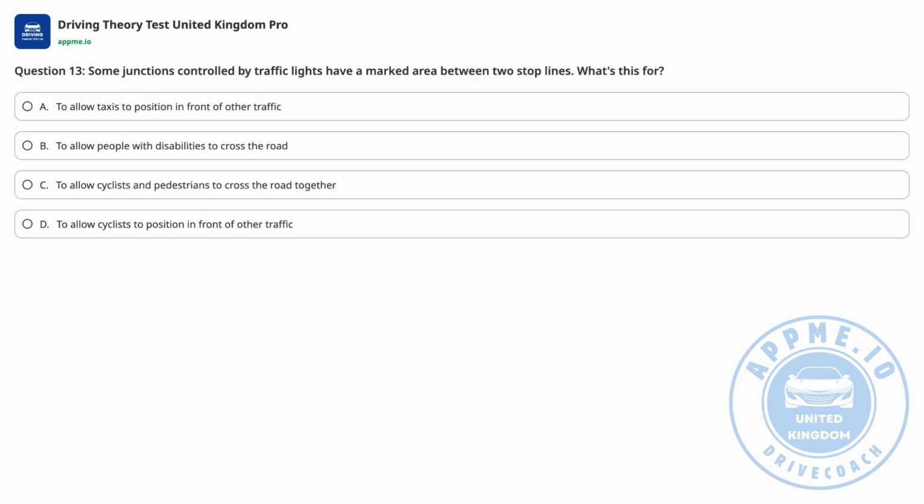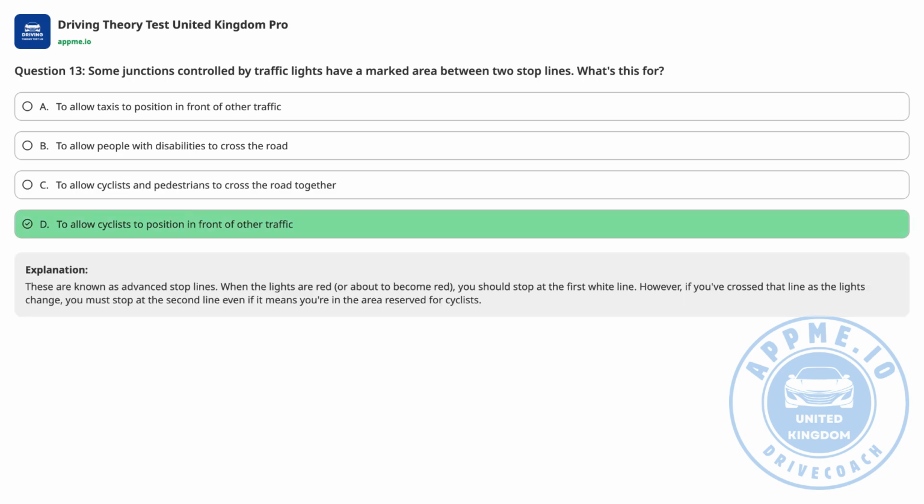Question 13. Some junctions controlled by traffic lights have a marked area between two stop lines. What's this for? A. To allow taxis to position in front of other traffic. B. To allow people with disabilities to cross the road. C. To allow cyclists and pedestrians to cross the road together. D. To allow cyclists to position in front of other traffic. The correct answer is D.